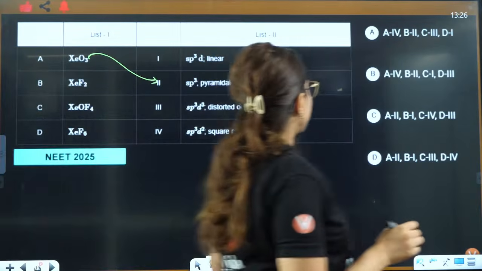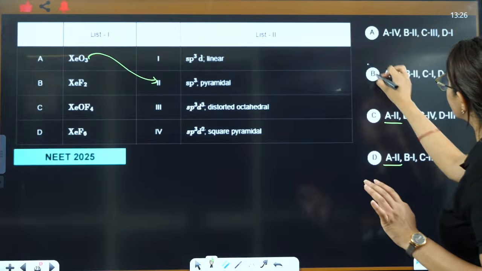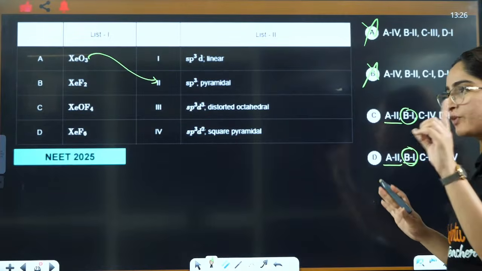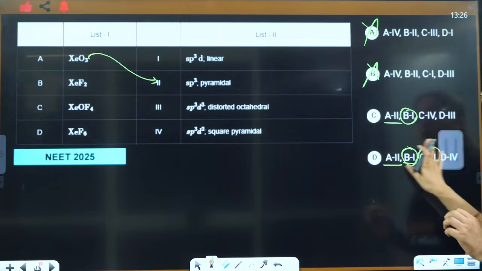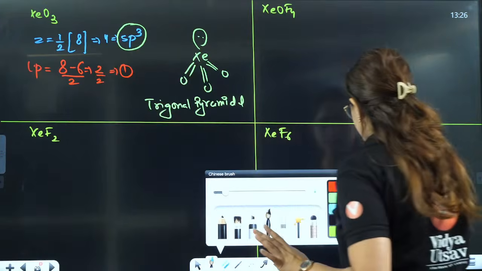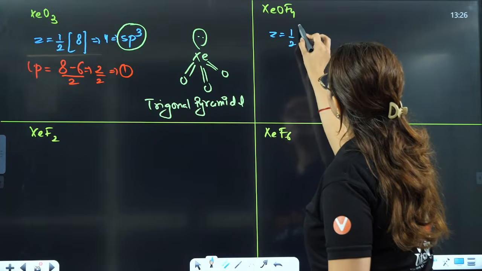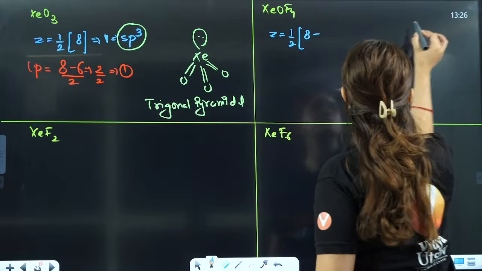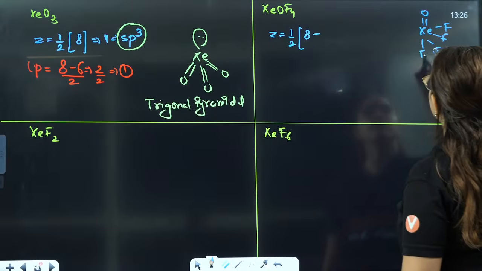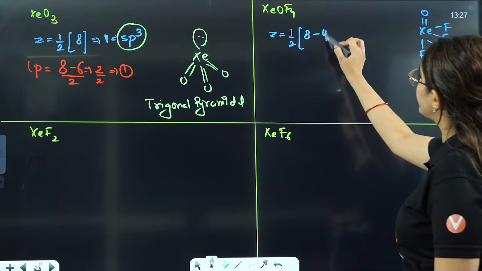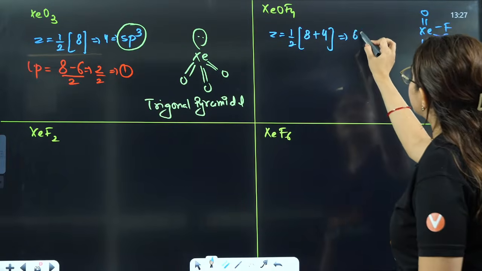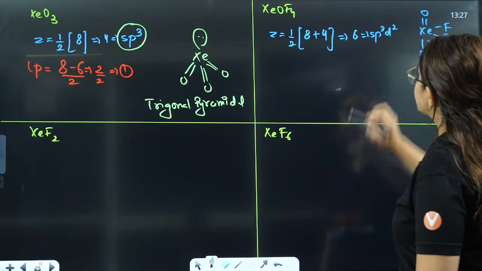So you can say E is connected to 2 and for A2 I have these two, so these two are eliminated. Now B is for sure 1, we don't even need to solve it, but we will still solve it. C we need to calculate here. C means XeOF4. So I'll first calculate XeOF4. Z is half, this is 8 minus, now the rough structure is xenon will have 1 double bond, 4 single bond with fluorine. So overall 4 monovalent are there, right? No negative or positive, 8 plus 4 is 12 by 2 is 6, that is sp3d2, right?